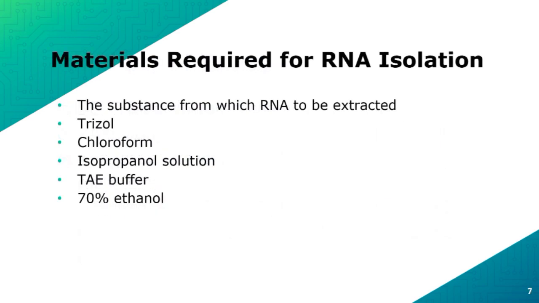Now let's discuss the materials required for RNA isolation. First of all, the substance from which RNA is to be extracted. We can use any kind of substance like leaves, bacteria, virus, fungus for the isolation of RNA. Also needed are Trizol, chloroform, isopropanol solution, TAE buffer and 70% ethanol.